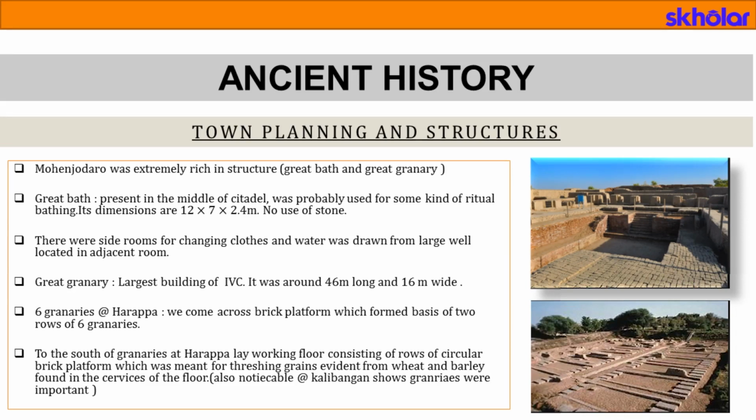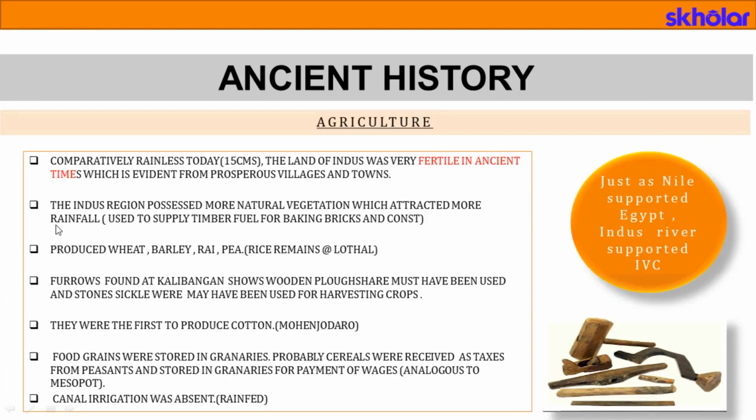Now six granaries are found at Harappa. We come across brick platform which formed the basis of two rows of six granaries. We also found a working floor consisting of circular brick platform which was meant for threshing grains, evident from the wheat and barley found in the crevices. Granaries are also present at Kalibangan, which shows granaries were important. So let's move on. Agriculture.